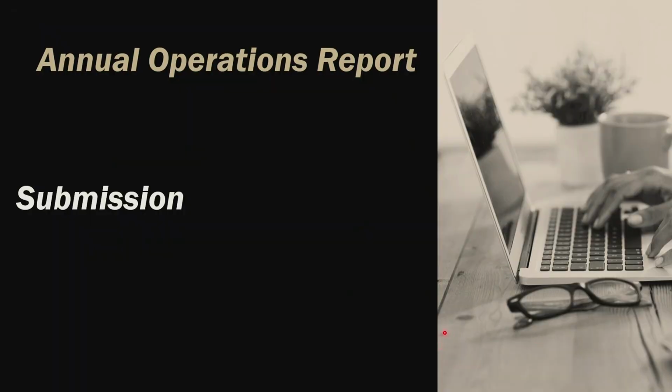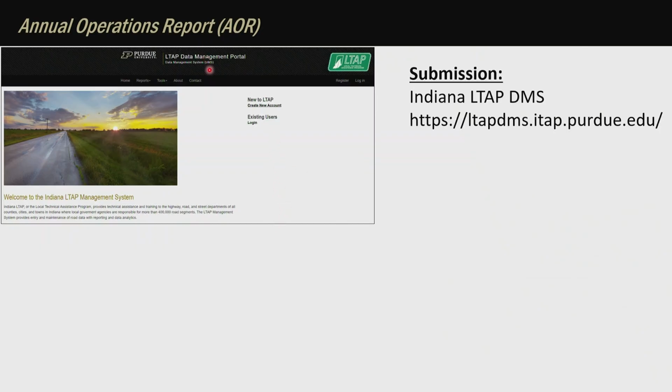So that's kind of an overview of what the annual operations report is. Now I'll kind of walk through how to submit it. So this is a screenshot of our data management system. If you have submitted your pavement asset management plan, you should be familiar with this and have an account already set up. But if you're not familiar with it and you're not the one in charge of submitting your pavement asset management plan, what you do is come to our website here, ltapdms.itap.purdue.edu/ and you would create an account.